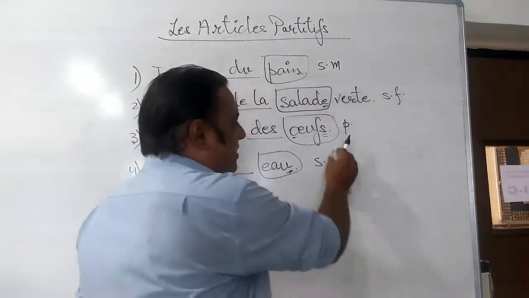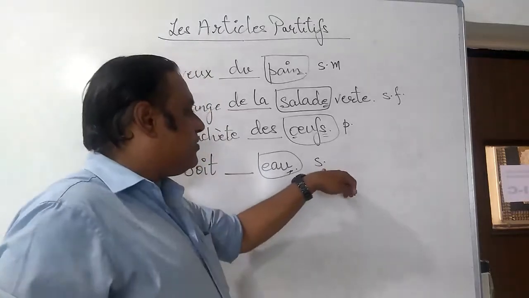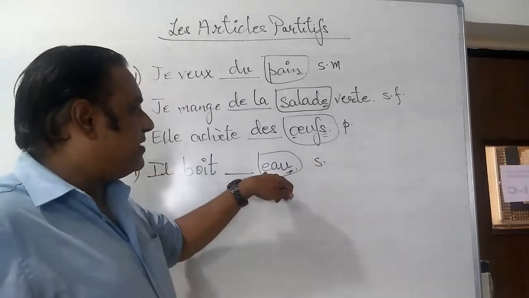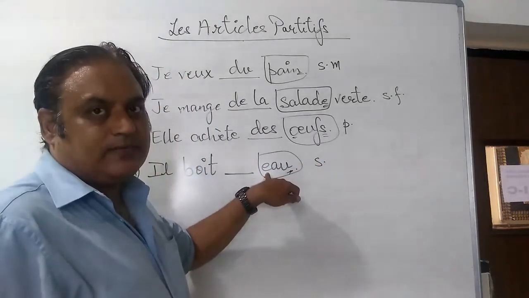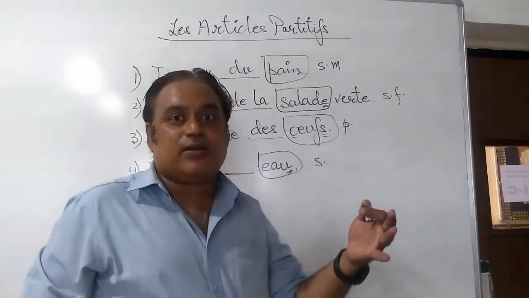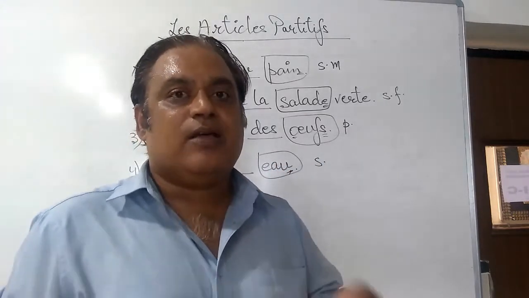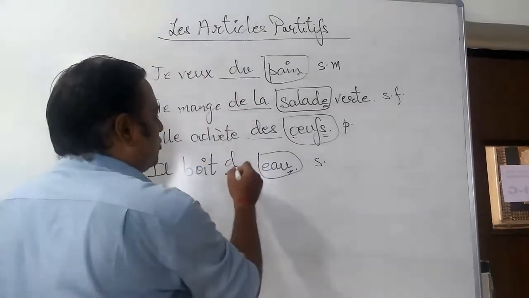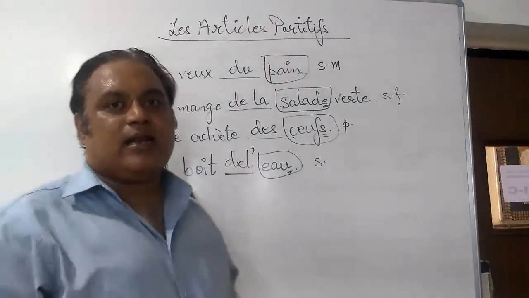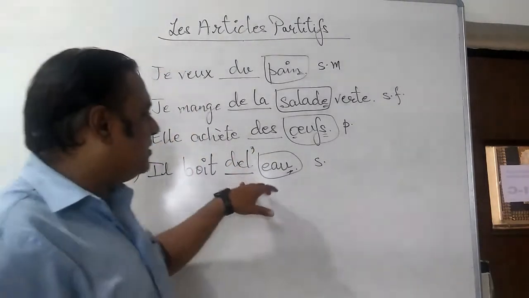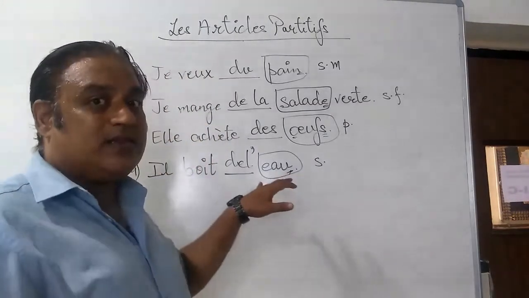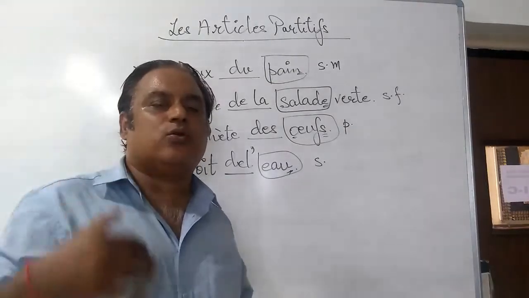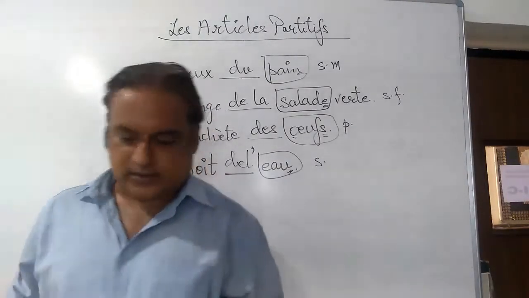Why not? Because simply, if you have a look, when you find out that your object is singular, have a look at the starting. The word is starting with the vowel. And whether it is masculine or feminine singular word starting with the vowel, we just have one partitive article for that, and that is the l apostrophe. So that is going to be our answer. Il boit de l'eau. He drinks some water. So this is how you go about the simple partitive articles.